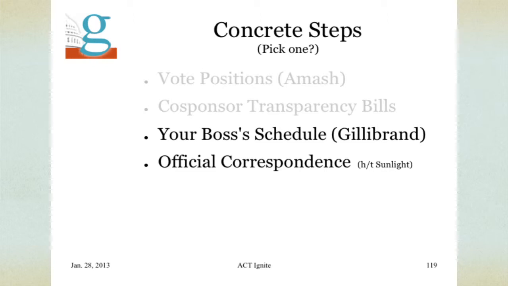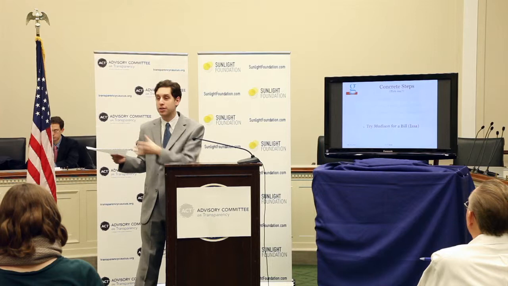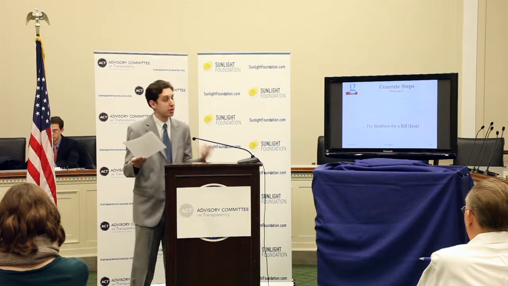A TD might spearhead putting your boss's daily schedule online, like Senator Gillibrand does, or the TD might collect your boss's official correspondence with federal agencies and post all of those on your website in some useful way. So those sorts of projects would help build trust between your constituents and your office. A TD would also be familiar with some radical technology that some offices have been using, like the Madison Project, which helps the public comment on draft legislation, which came out of Issa's office.